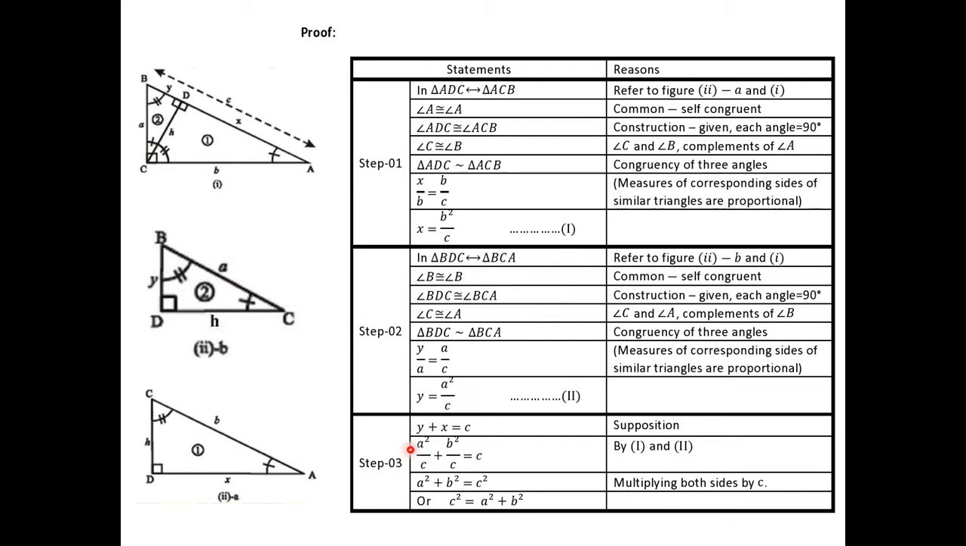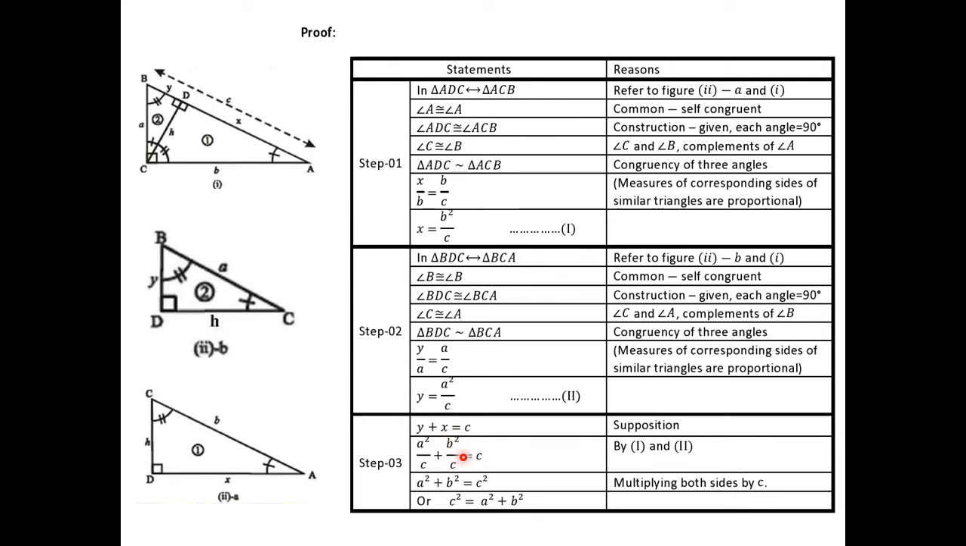Now coming to step 3, if you look at the diagram over here, X plus Y both add up to make C. So we can write over here X plus Y is equal to C. From equation 1 and equation 2, put the values of X and Y in this supposition, X plus Y is equal to C. The value of Y was A square over C, so we put A square over C instead of Y, and the value of X is B square over C, so we are putting B square over C in place of this X.